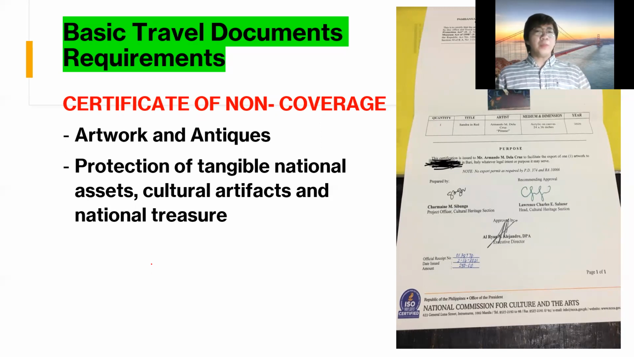With a special permit, you can take it out, but it requires an assurance that the painting will be returned to the Philippines. So this aims to protect all antique artworks and, of course, the protection of our natural and cultural heritage. Okay. So you need to secure a Certificate of Non-Coverage from the National Commission for the Culture and the Arts. It has a picture and the name of the artist. So that's it.